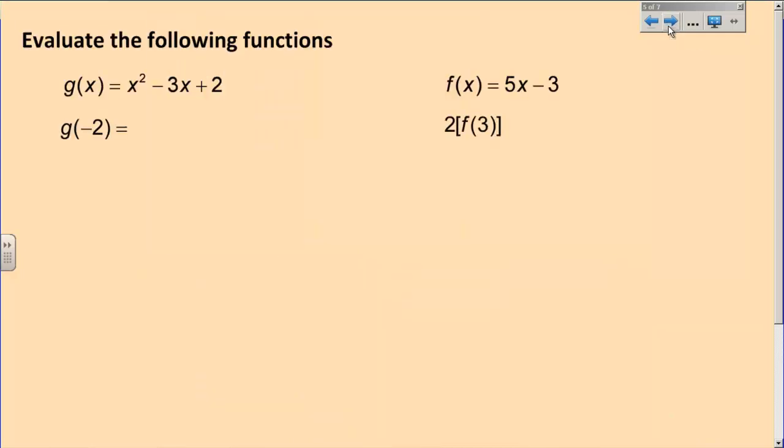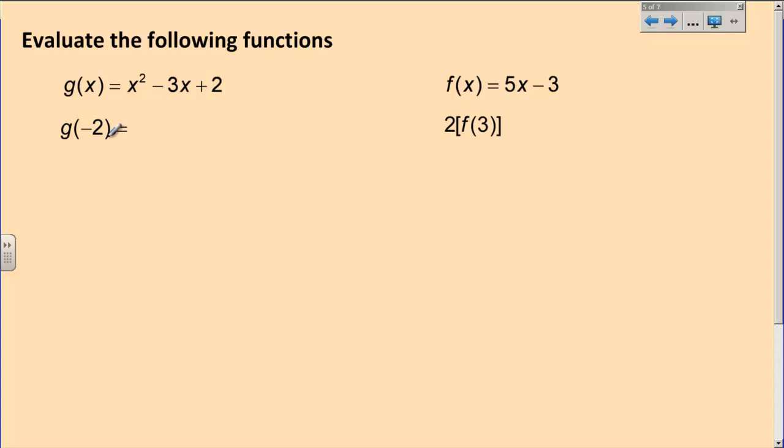So now let's take this a step further. It does not always have to be f of x to be considered a function. It could be g of x, h of x, any of the 26 letters of the alphabet work. So here's one that is g of x. It means the same thing. This is the same thing as saying y equals x squared minus 3x plus 2. They want us to find g of negative 2.